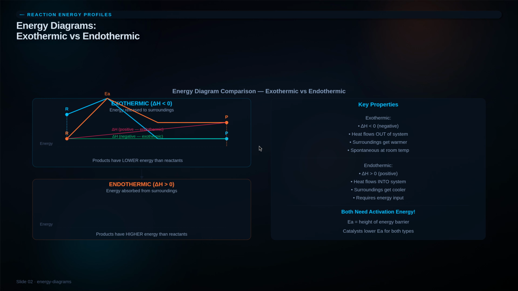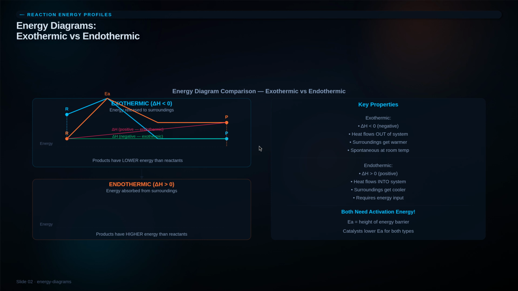An exothermic reaction starts with high-energy reactants and ends with lower-energy products. The excess energy is released to the surroundings. The enthalpy change, delta H, is negative. In an endothermic reaction, reactants are lower in energy than products. Energy must be absorbed from the surroundings to make the reaction proceed, giving a positive delta H value.